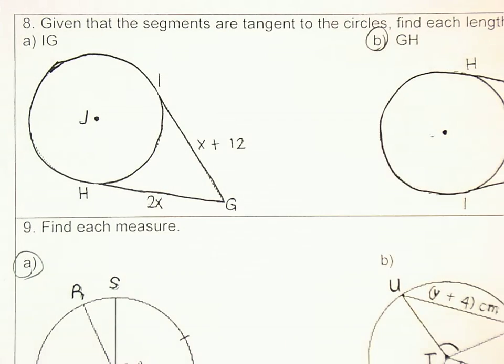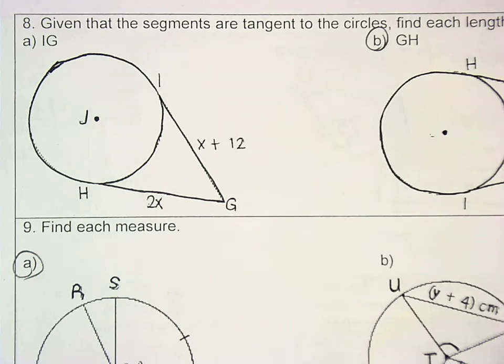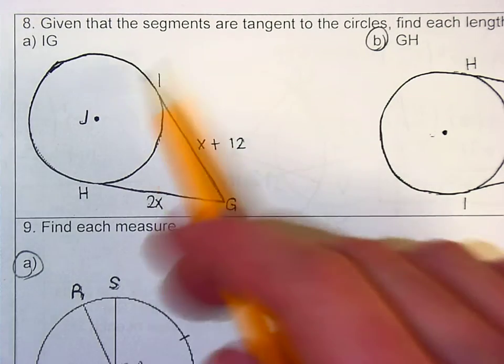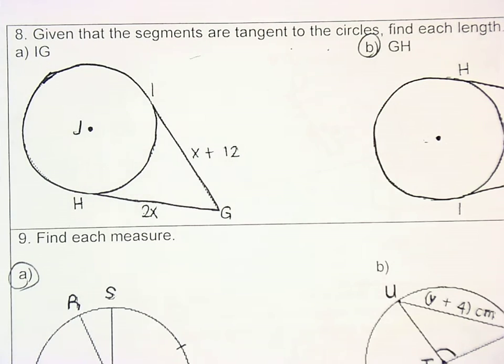Alright, here's the next page of our worksheet, and we're going to tackle a couple concepts. This whole page, we're just setting things equal to each other. That's how we're going to solve. So here they tell us that the segments are tangent to the circles. They want us to find each indicated length.